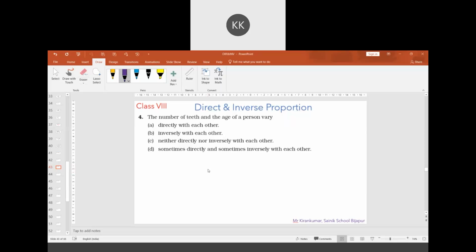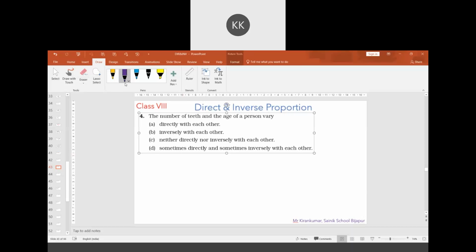So sometimes directly and sometimes inversely. How can you say that sometimes directly? For this, I need justification. Sir, at the beginning, because of the increasing number of teeth, direct proportion will be there. You must have seen some kids, they will be having 1 or 2 teeth, where the same age kid may have more number of teeth, isn't it? So we cannot exactly say that it is directly or inversely proportional. They are not. So according to me, option C should be the right answer. What do you say?